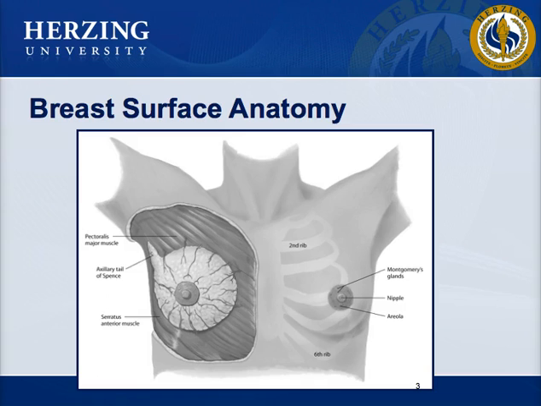In the areola, Montgomery's glands secrete a protective lipid material during lactation. In the upper outer quadrant, the tail of Spence projects laterally into the axilla. It is the site of most breast tumors.